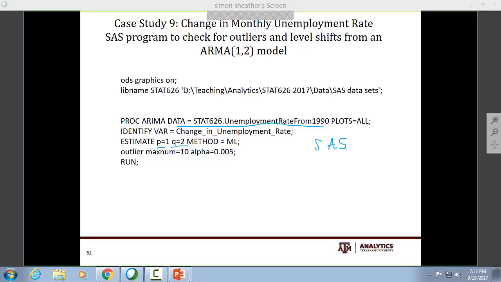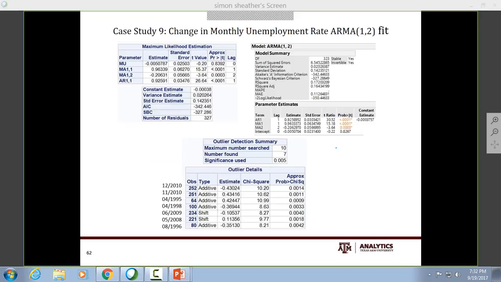All right, let's see what happens. Let's look at the parameter estimates. The intercept is -0.005, good. MA1 is 0.963, good. MA2 is -0.206, good. AR1 is 0.925, good. And if you look at SBC, -327.286, -327.286. So the two things agree, which is good, and we found 7 outliers.